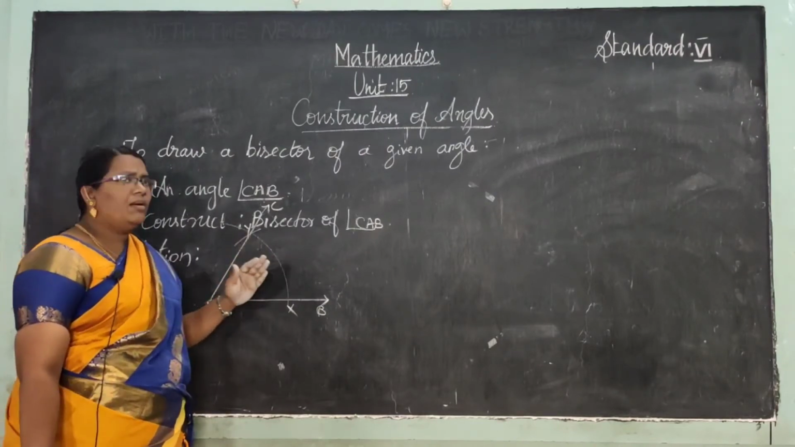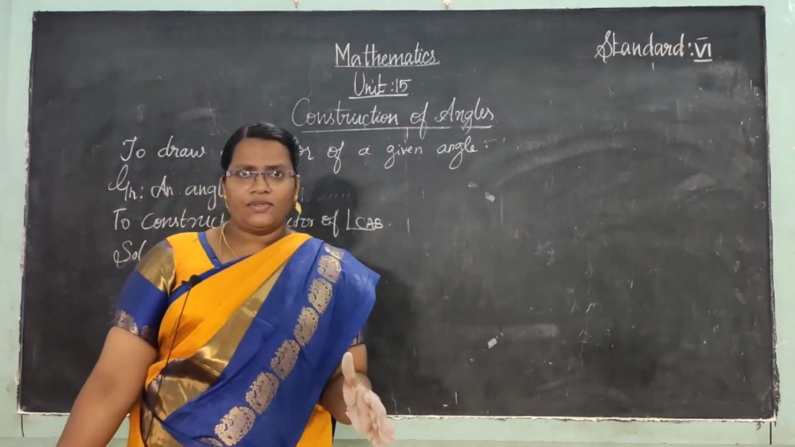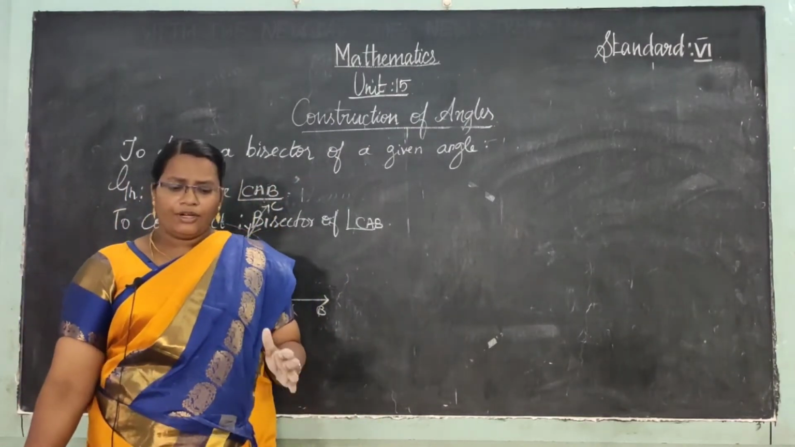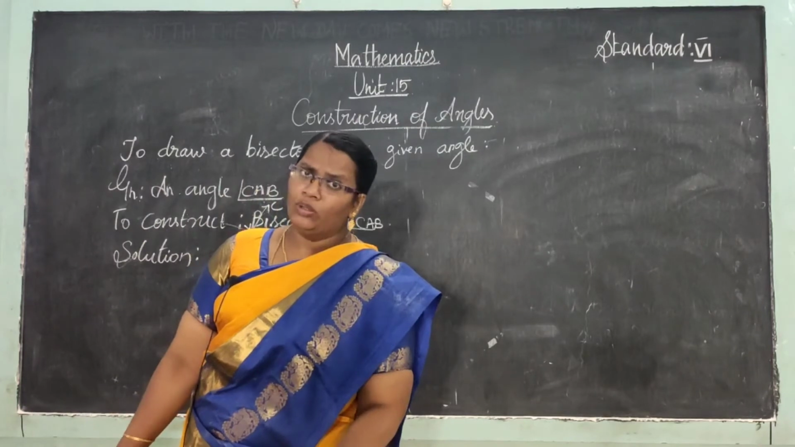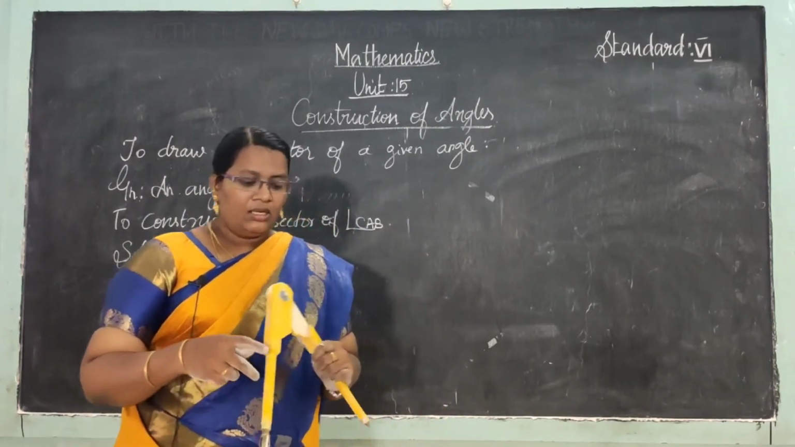So what is meant by bisector? The angle is divided into two equal halves, identically equal. Both angles are equal. So how do we make that?